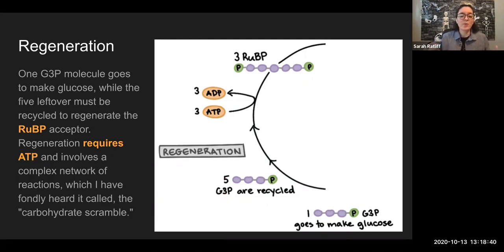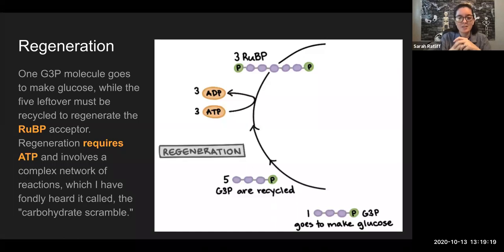We want to transform those into our RuBP so we can start all over again. And if we're transforming and moving molecules around, we need energy. So we're going to create 3 RuBPs. So we need to use 3 ATPs. We're left with 3 RuBPs because, again, conservation of matter. We have 15 carbons total. 5 3-carbon molecules called G3P. We're rearranging them into 3 5-carbon RuBPs.